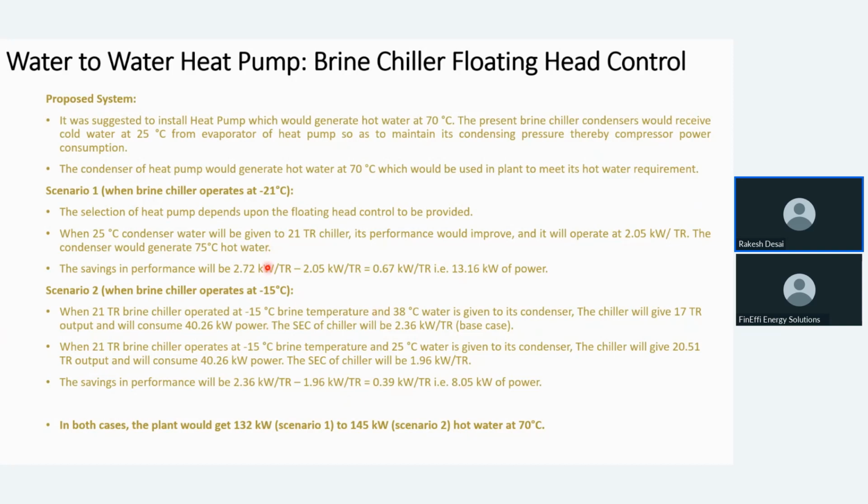In both these scenarios, in the first scenario we get 132 kW of equivalent hot water generation. In scenario 2, it will get 145 kW of hot water generation at 70 degrees centigrade. So in both the scenarios, chiller performance will improve. That is benefit number 1. And the plant will get a constant hot water temperature of 70 degrees centigrade. That is benefit number 2.